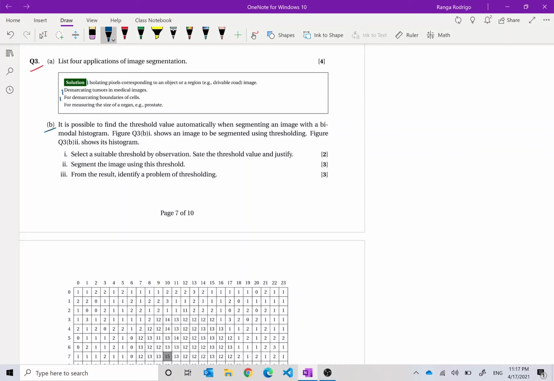Part B. It is possible to find the threshold value automatically when segmenting an image with a bimodal histogram. Figure Q3b1 shows an image to be segmented using thresholding. Figure Q3b2 shows the histogram. Select a suitable threshold by observation, state the threshold value and justify.